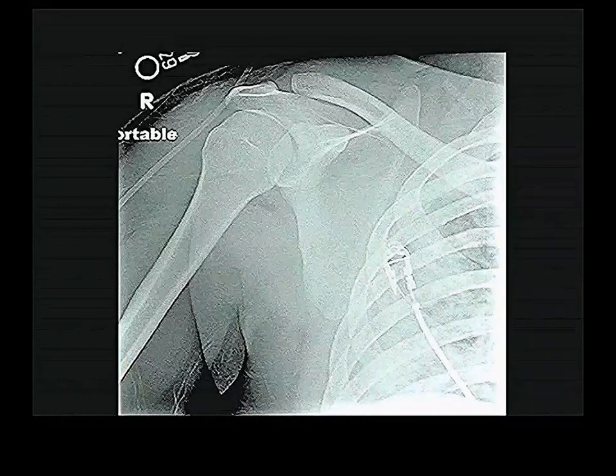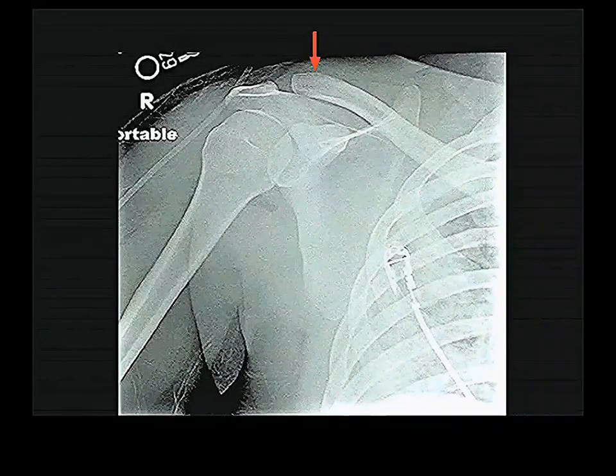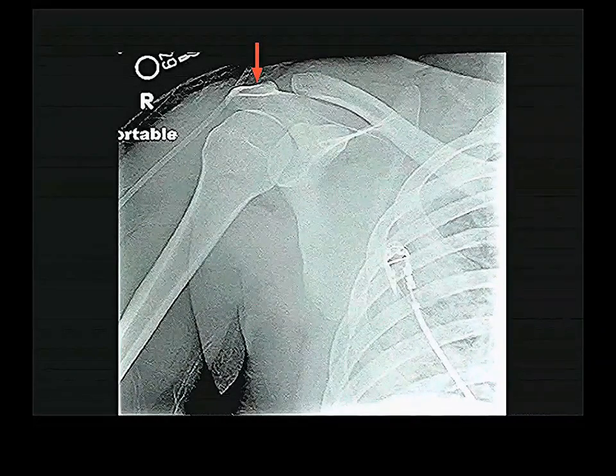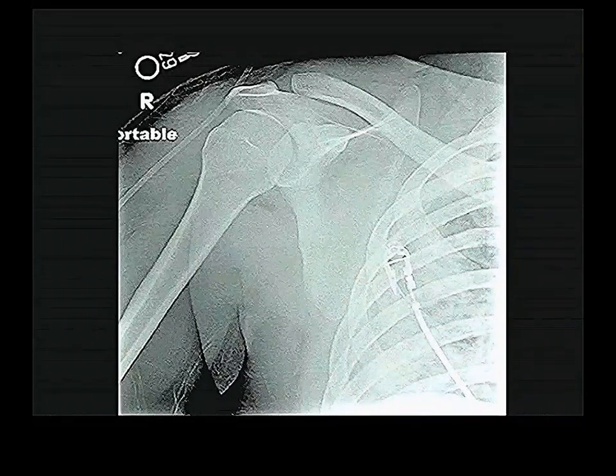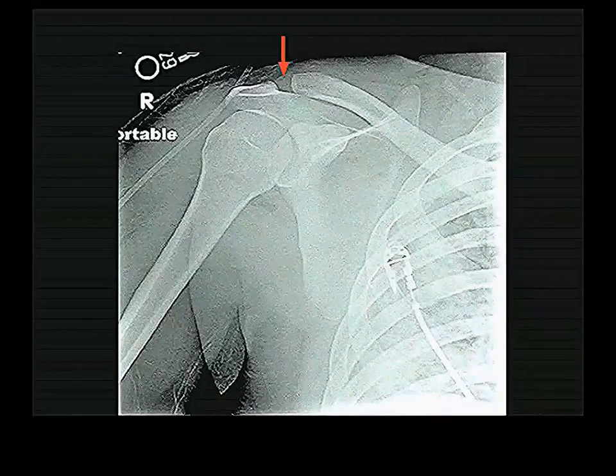Not a fracture. There's no fracture here, but there's something wrong. This is the lateral end of your clavicle. This is your acromion. There's a joint between those two called the acromioclavicular joint. These bones are not supposed to be this far apart. They're supposed to be much closer, separated only by the cartilage that's on their surfaces.